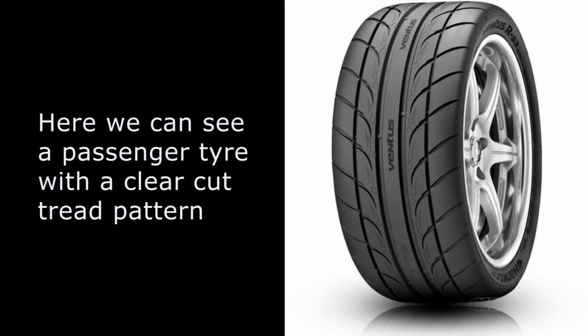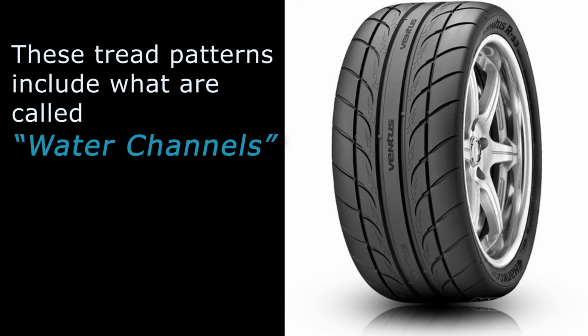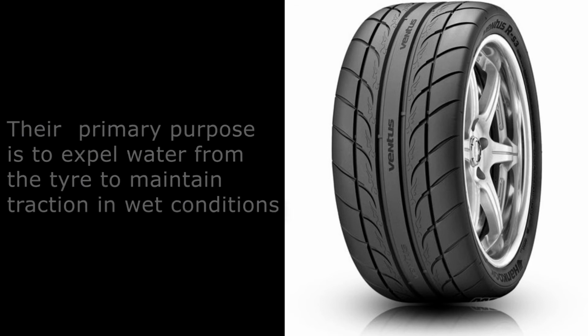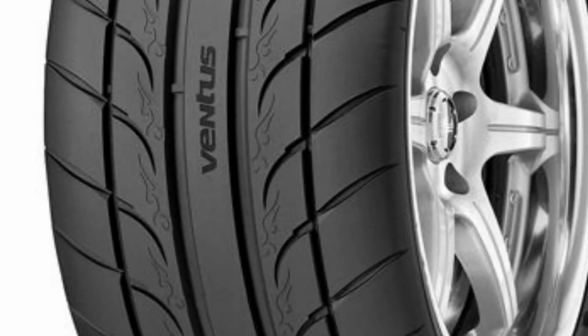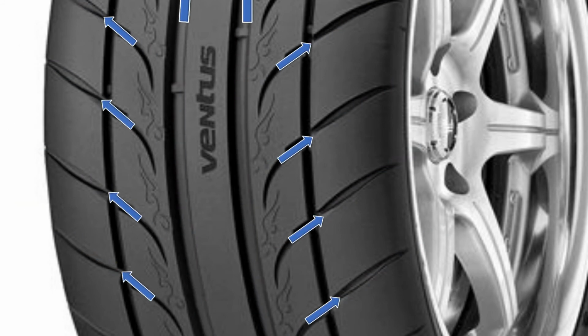Here we can see a passenger tyre with a clear-cut tread pattern. These tread patterns include what are called water channels, and their primary purpose is to expel water from the tyre to maintain traction. Here we can see the water channels and how the water would be pushed out while driving.